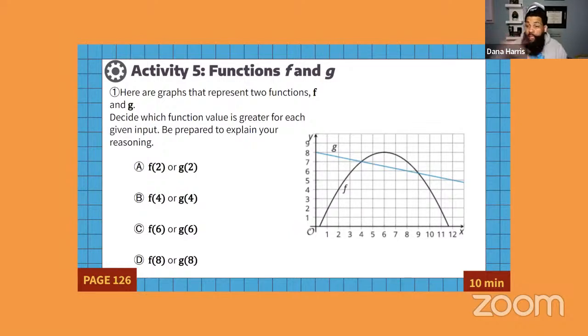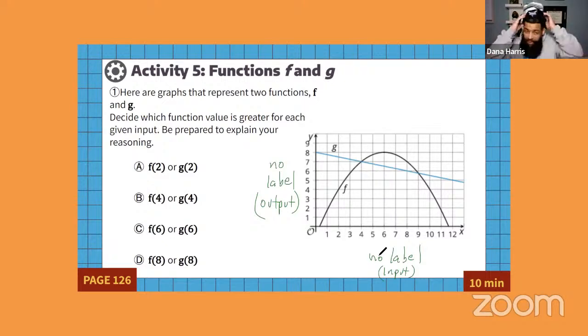Same thing, but notice we have two different functions. It says here are graphs that represent two functions, function f and function g. Be very attentive to what you see on the graph. We talk about notice and wonders as a learning routine a lot of times, and what I notice is that there's no label for the input and no label for the output. We don't need that in this case.